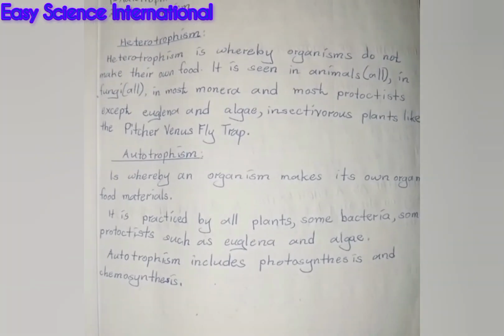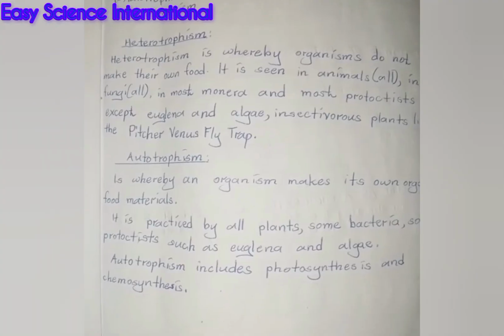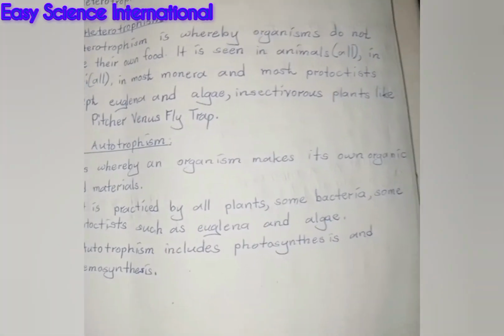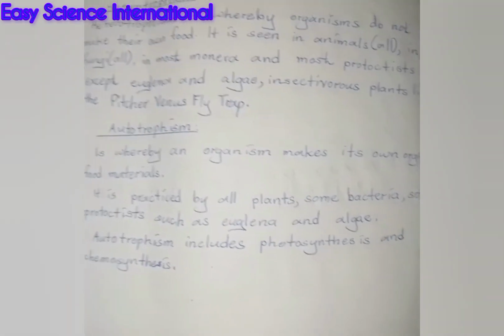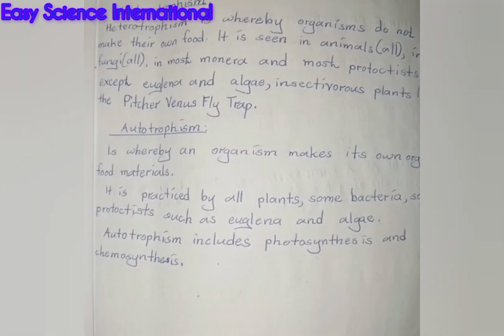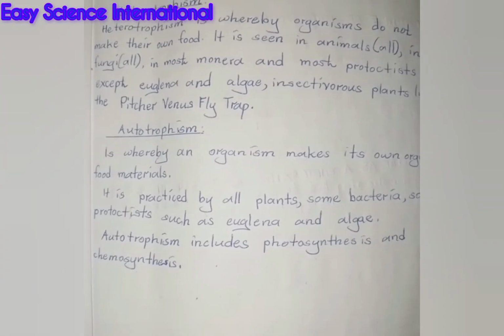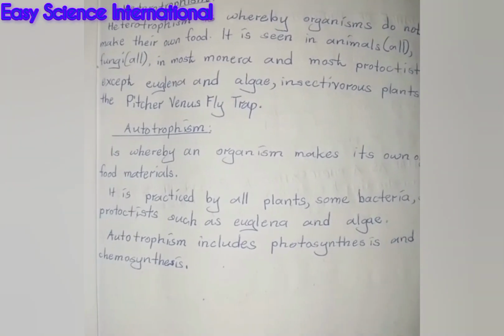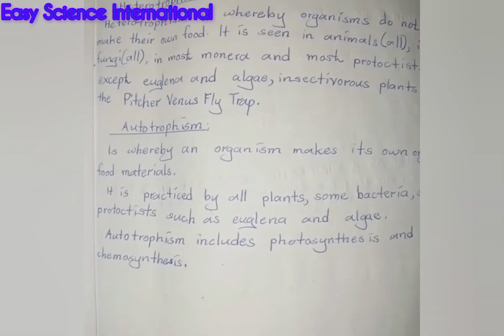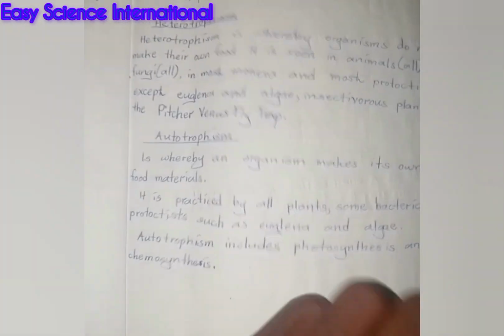Autotrophism is another mode, and this is whereby an organism makes its own organic food materials. It is practiced by all plants, some bacteria, some protoctists such as euglena and algae. Autotrophism includes photosynthesis and chemosynthesis.